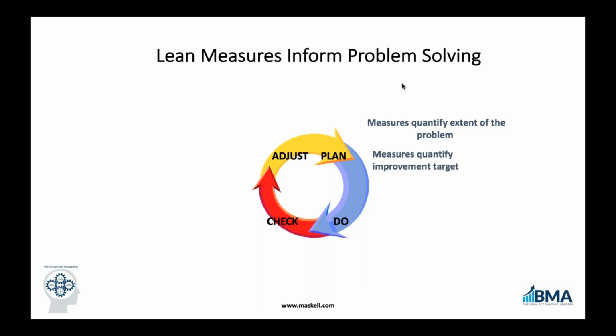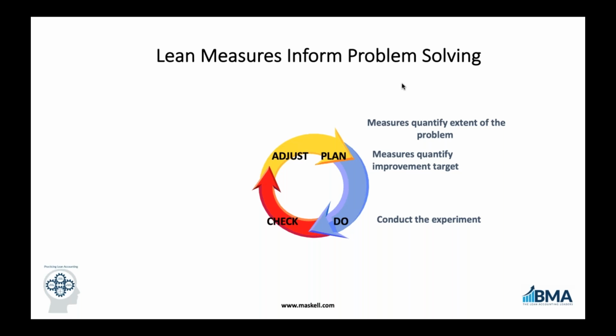Measures also quantify the level of improvement we're seeking. So we have a defect rate of 47%. We want to reduce that defect rate down to 25% in 2 months. Okay, we have numbers now. We have a direction.